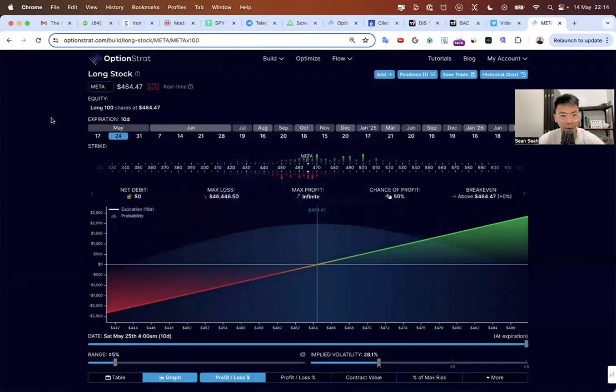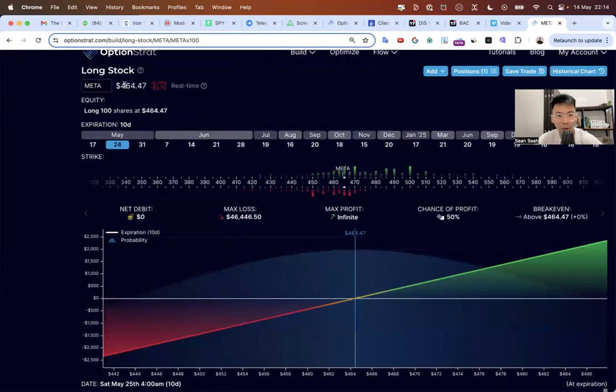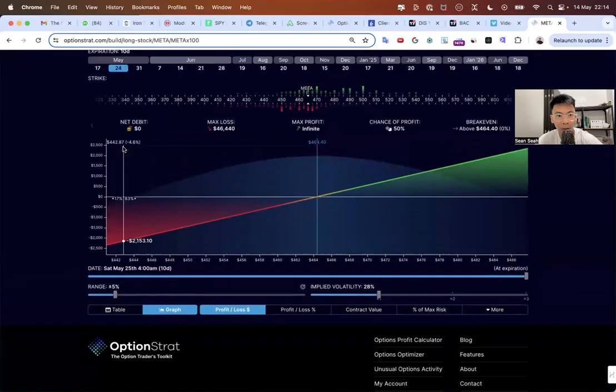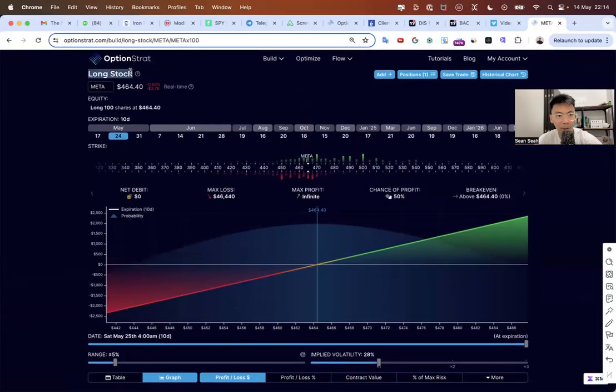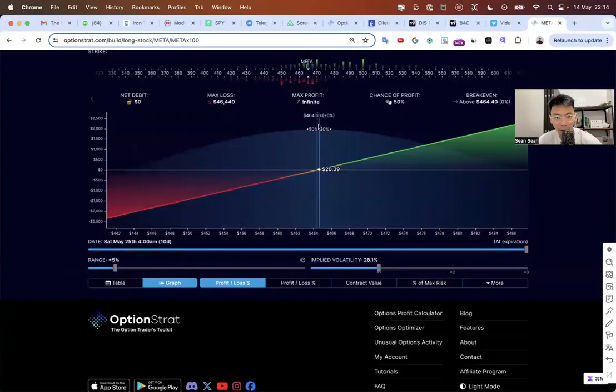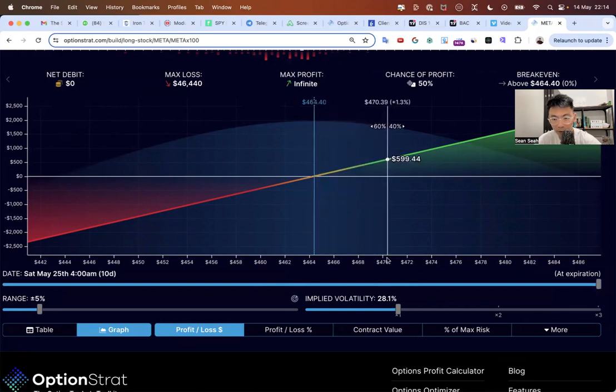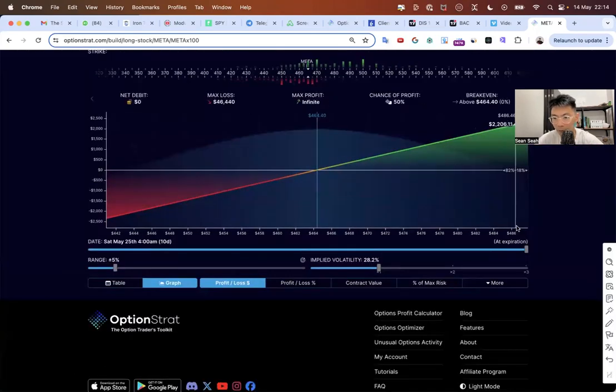Great. Right now, the share price of Meta is $464.47. It's moving right now because the market is open. Below here, this is the risk graph. You can see here, long stock. So my position now is I buy stock, long 100 shares at 464.40. If I buy the shares now, this is what the risk graph looks like. Let me zoom in a little bit further. You can see that on the x-axis is the share price. Right now it's 464. If the share price increases, it moves to the right: 466, 468, 470, and all the way until as far as you can see.